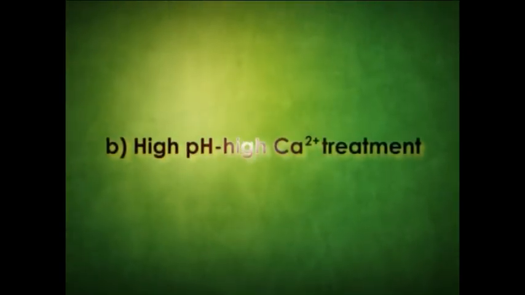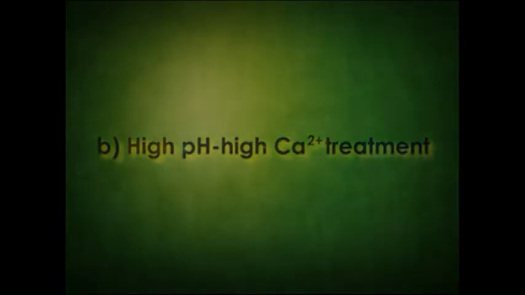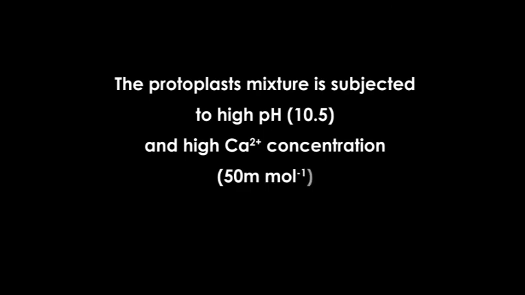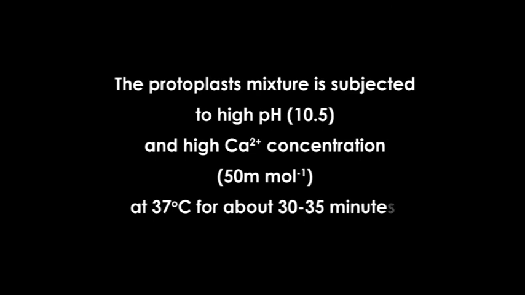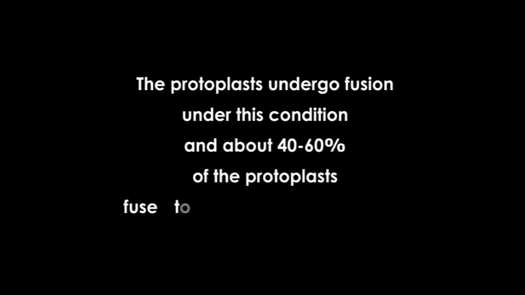Next, we will discuss high pH and high calcium ion treatment. The protoplast mixture is subjected to high pH around 10.5 and high calcium ion concentration around 50 millimolar per liter at 37 degrees Celsius for about 30 to 35 minutes. The protoplasts undergo fusion under this condition, and about 40 to 60% of protoplasts fuse to produce fusion products.